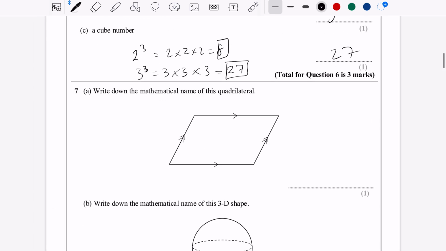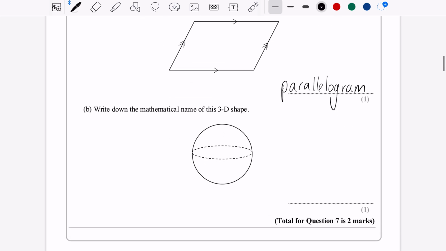Name this quadrilateral. Now, I'm not going to lie, you just need to learn these. But notice all these arrows, that means parallel, so it's probably going to be, in fact it is, a parallelogram. Right, but I'd rather you at least just guess the shape if you're not 100% sure. Right, on the name of this 3D shape, it's like a football kind of shape, a ball, but we have to call it the fancy name, which is a sphere. Again, spelling's not that big a deal, it just needs to be close enough to the word, alright?